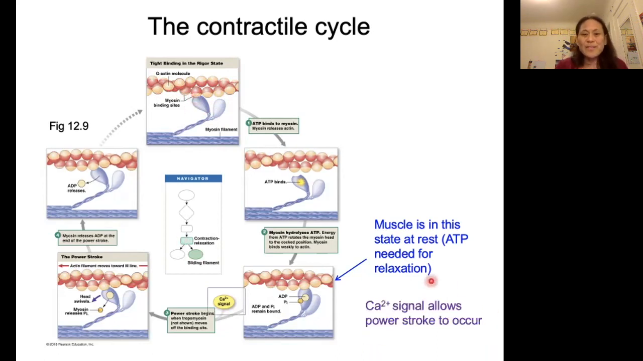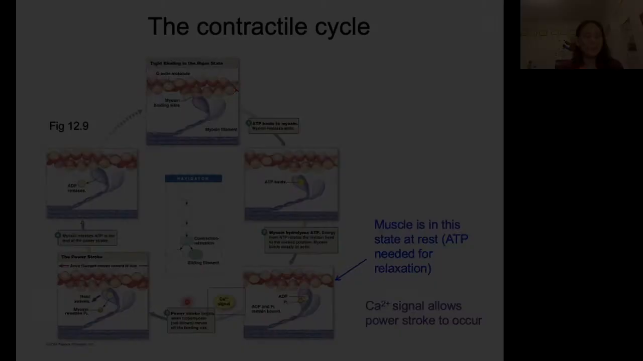Right. The other thing that I want to say is this is the state we're in when we are relaxed, and then we need that calcium signal to come in in order for the power stroke to occur, in order to get those filaments to slide past each other.